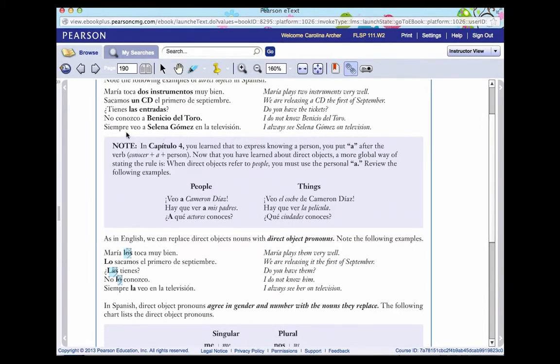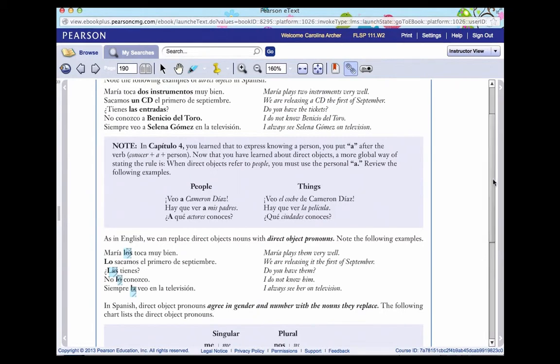Siempre veo a Selena Gomez en la televisión. I always see Selena Gomez on television. Or I always see her on television. Siempre la veo. Okay, so notice here that we are putting the direct object pronoun before the verb. La veo, lo conozco, las tienes, los sacamos, los toca.